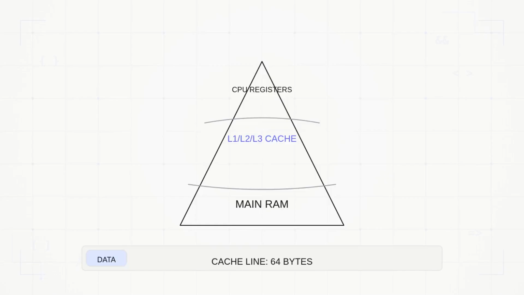In modern computing, performance isn't about how many instructions you execute. It's about how effectively you use these cache lines.